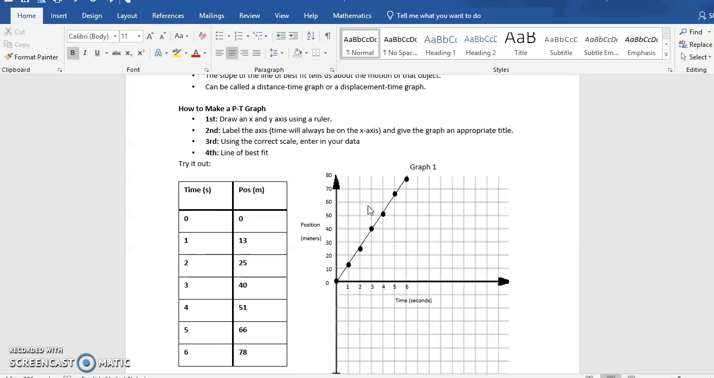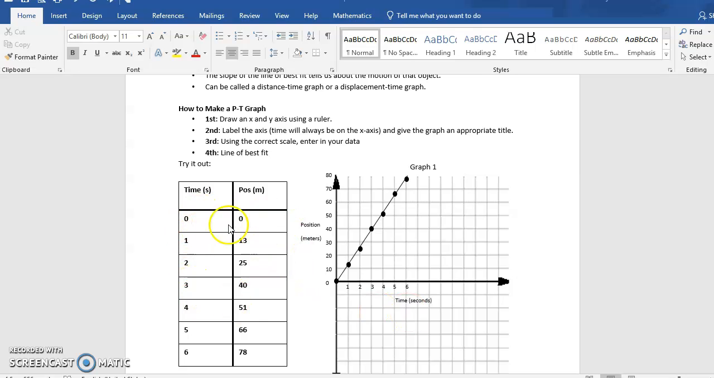So first we're going to look at how to make a position time graph. I've done all the steps here just because I have it on my computer and I can't draw it out for you, but we're going to walk through them. Our first step would be to draw an x and y axis using a ruler. This flat one across here is the x-axis and this one is the y-axis. We take our information and we label our axes and give them an appropriate title. I've titled this graph 1. Our y is always our position, so here's our position axis, and our time is always on our x-axis, so I've labeled that as well.